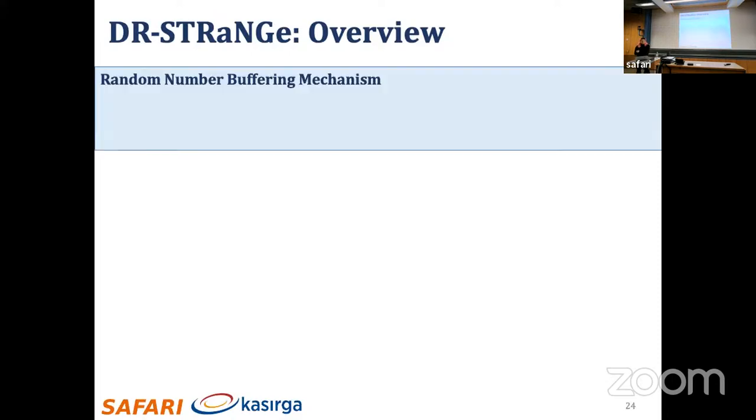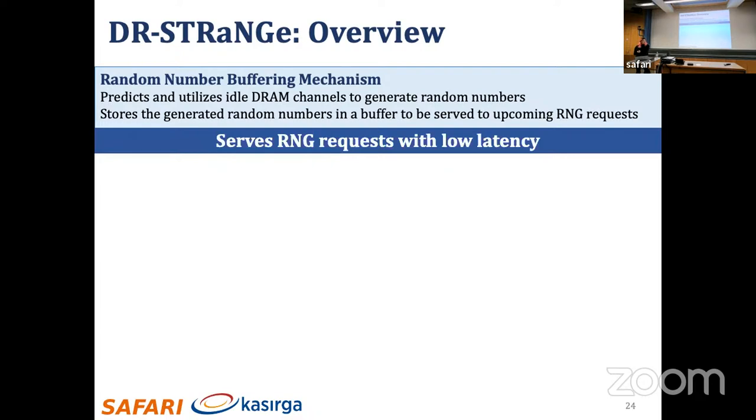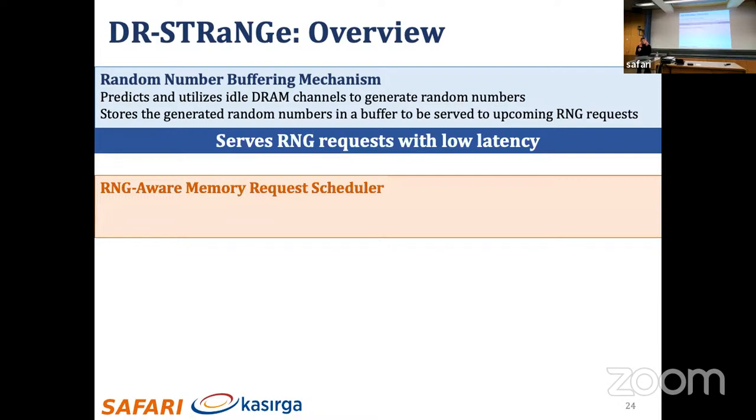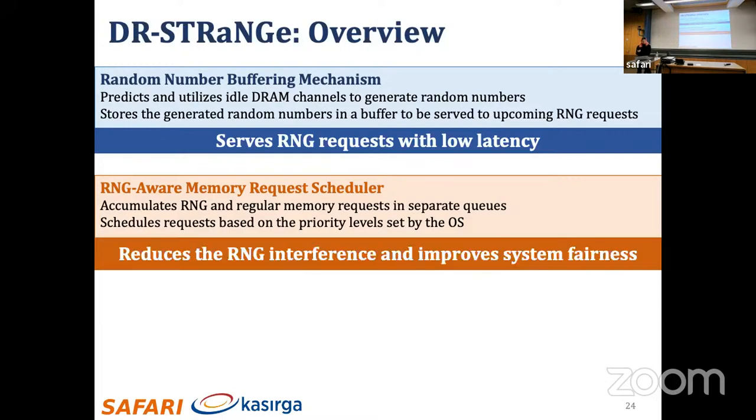The first component is the random number buffering mechanism. It predicts and utilizes idle DRAM periods to generate random numbers and stores the generated random numbers in a buffer to be served to upcoming random number requests. The random number buffering mechanism serves RNG requests with low latency. The second component is the RNG-aware memory request scheduler. It accumulates RNG and regular memory requests in separate scheduler queues, and it schedules requests based on the priority level set by the OS. RNG-aware scheduling reduces the RNG interference and improves system fairness.